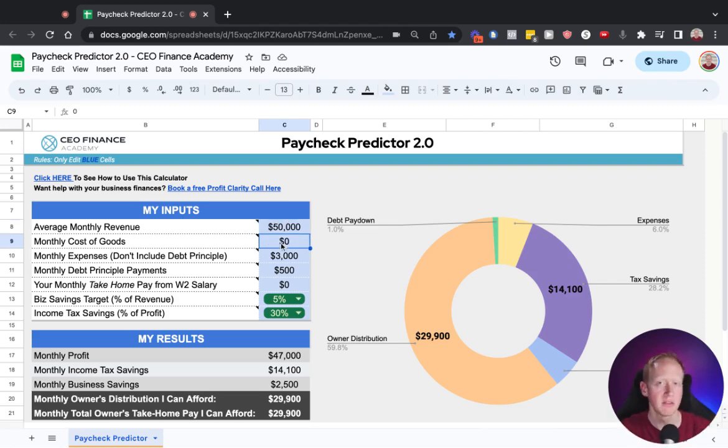Next, your cost of goods. So if you sell a product or a service on your profit and loss statement, you probably have a cost of goods or COGS line. So we'll put that in here. Let's say in this case, it is 20,000 bucks.